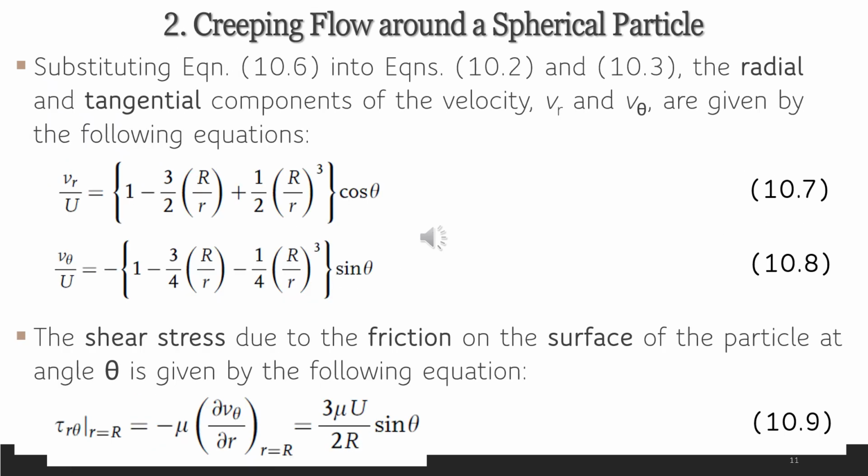Now if you substitute equation 10.6 into 10.1, 10.2 and 10.3, in terms of radial and tangential components, you get 10.7 and 10.8, the velocity. The shear stress due to the friction at the surface of the particle at the angle theta is given by 10.9.